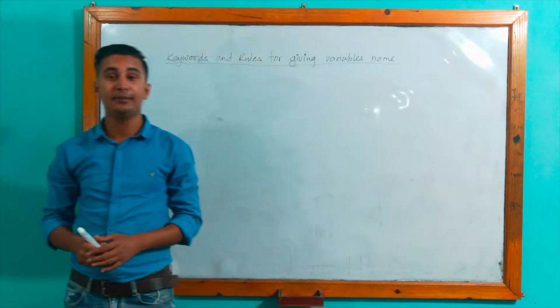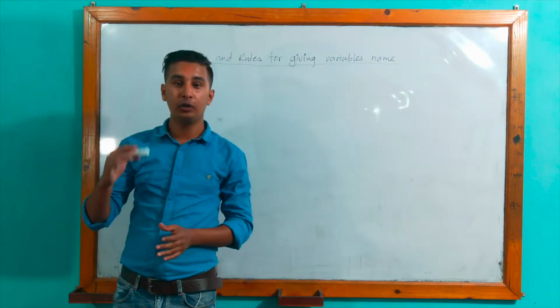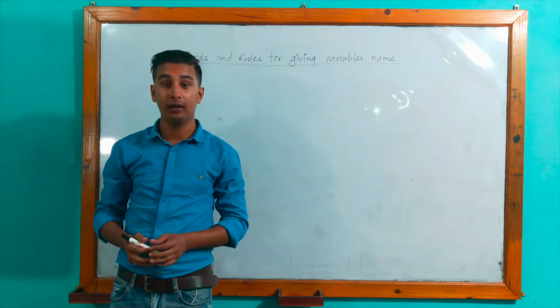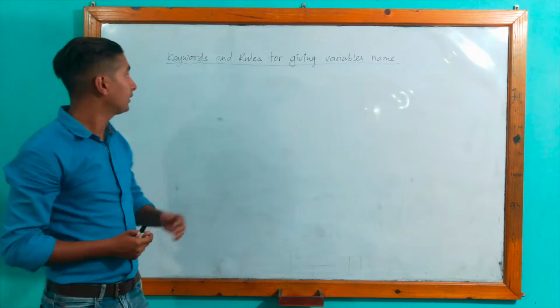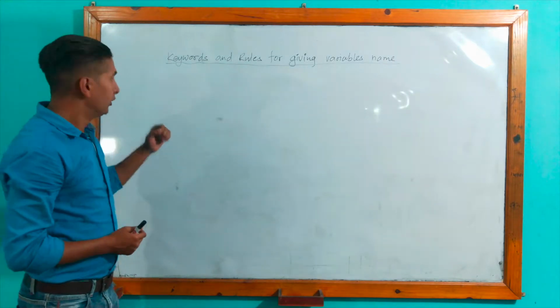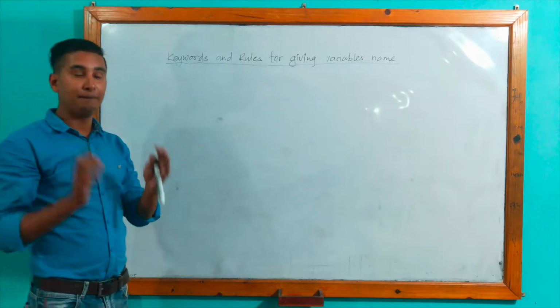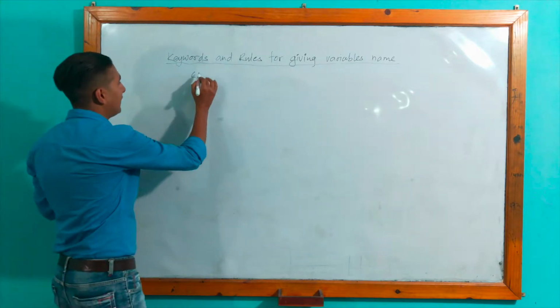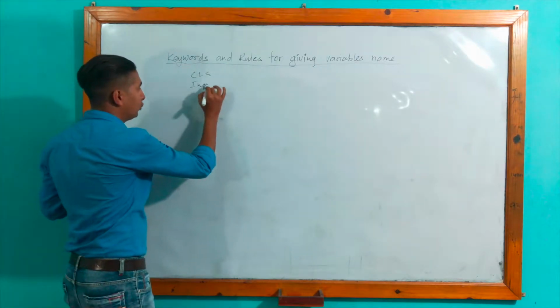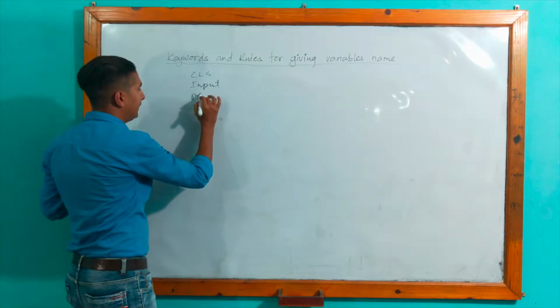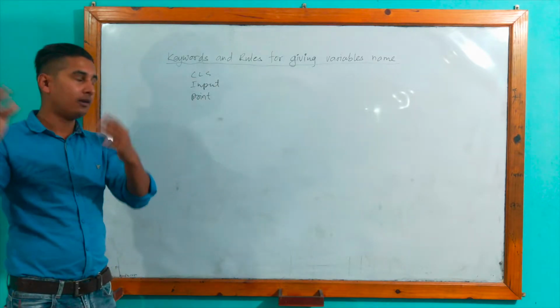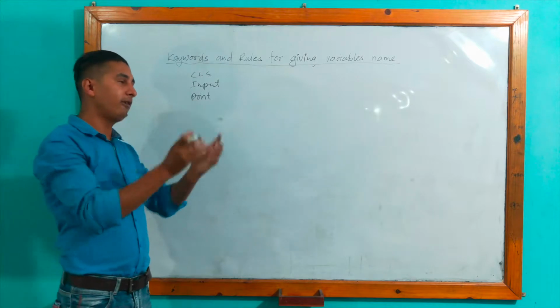Hello friends, in this video we are going to discuss keywords and the rules for giving a variable name. So first let's begin with keywords. Generally, keywords refers to the list of words which have fixed meaning. For example, CLS, input, print, and there are so many other keywords which have fixed meaning.